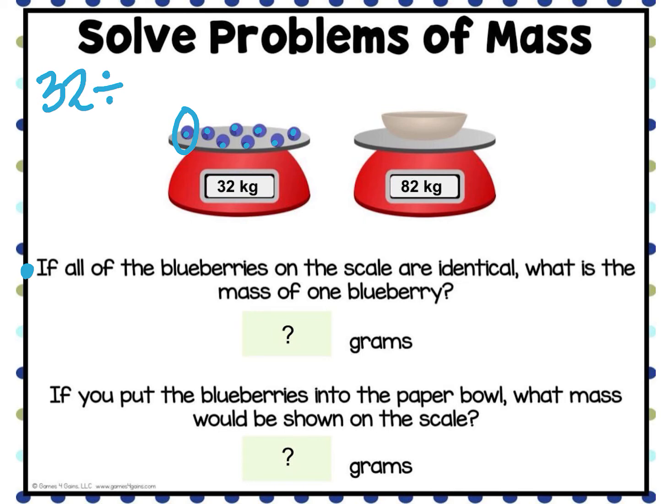So 32 divided by 8. What is 32 divided by 8? Think about it. 32 divided by 8. It's 4, right? Each one of these blueberries is 4 kilograms. Each one. All right, so this answer is 4 grams.